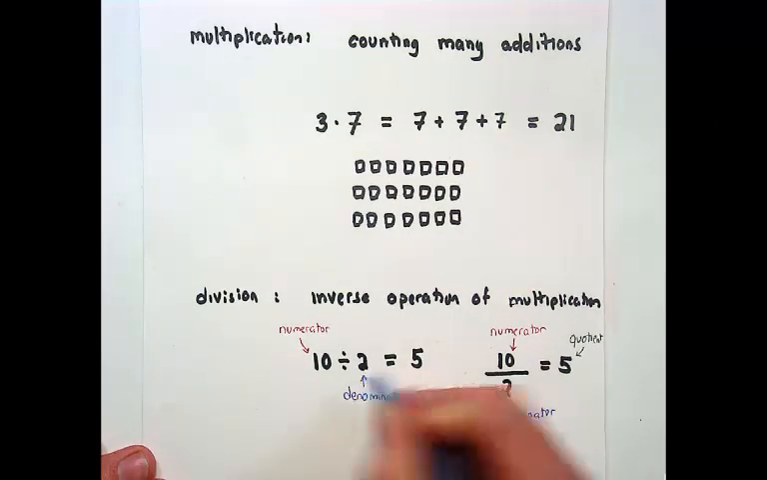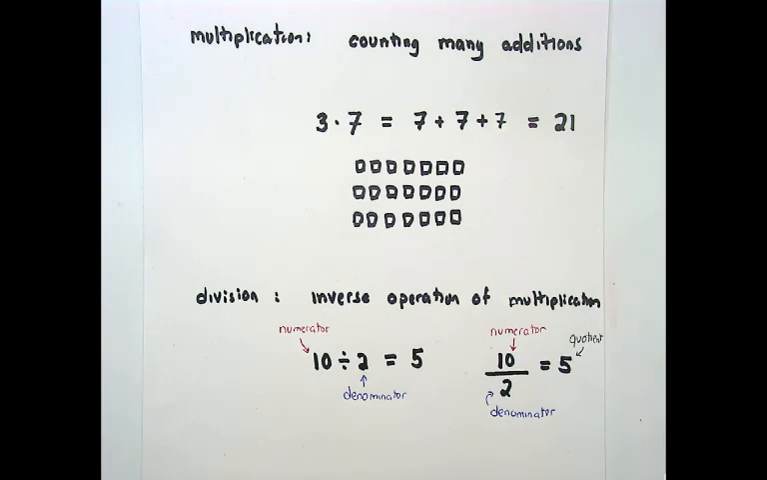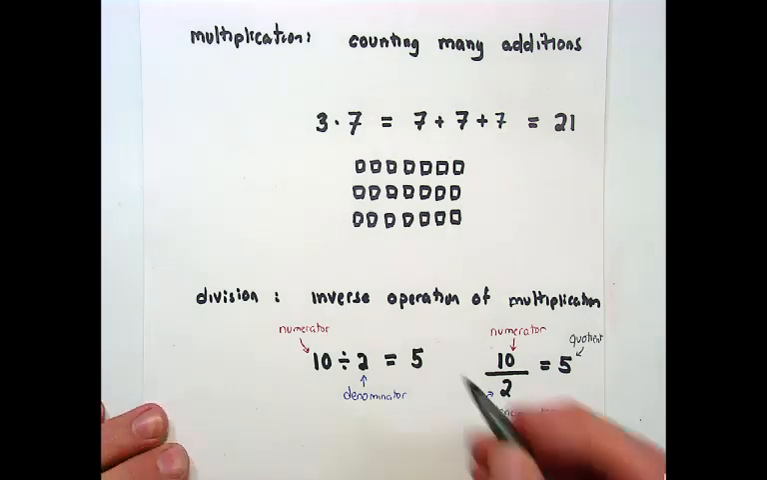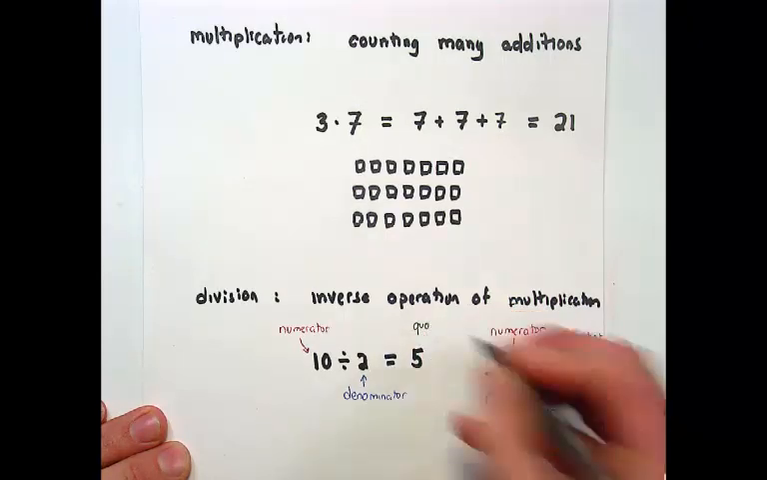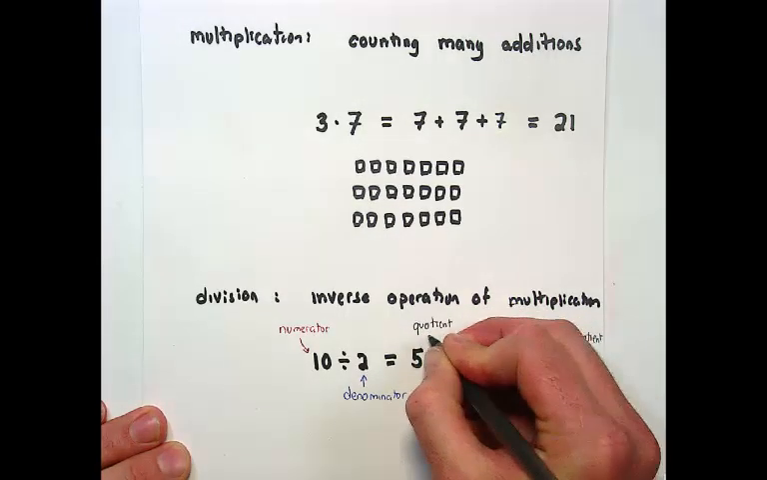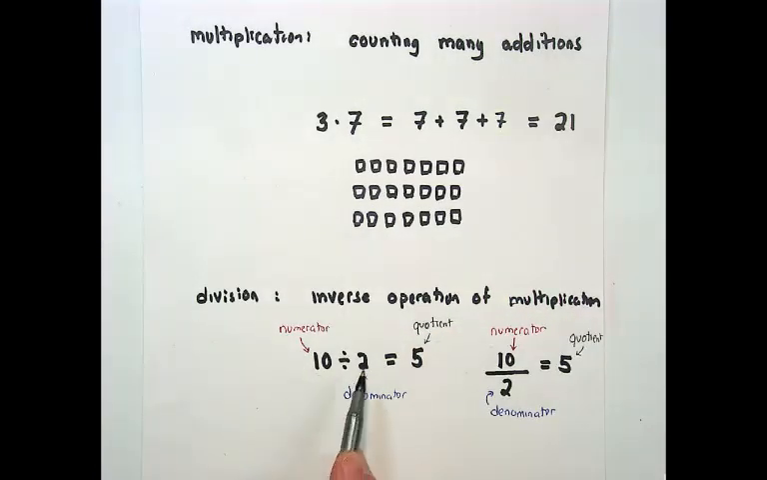I always wanted to see Arnold Schwarzenegger in a movie called The Denominator, where he's just under everything and trying to get out.